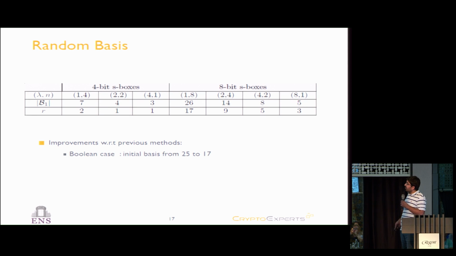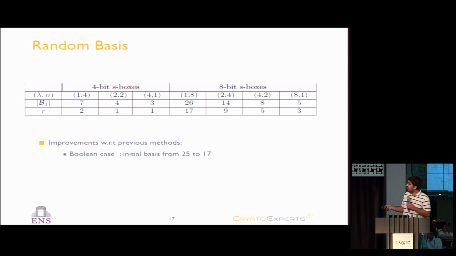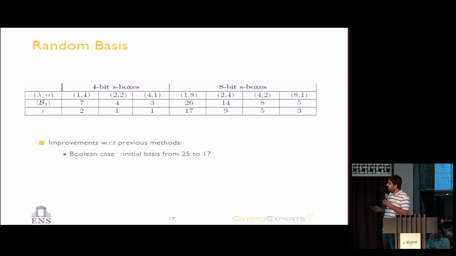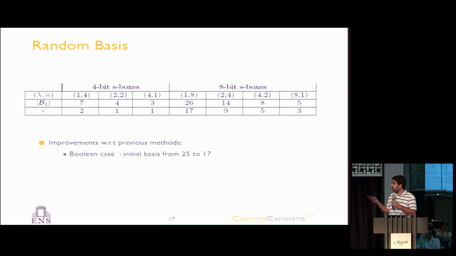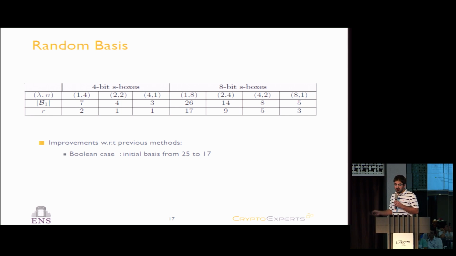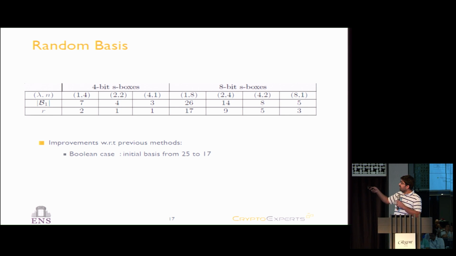And actually, using random bases is better than previous work where they used arbitrary bases with a specific structure. For example, for the Boolean case, we are able to reduce the number of multiplications needed to compute the bases from 25 to 7. Here are some results for 4-bit S-boxes and 8-bit S-boxes, but in the paper you can find them for all S-box sizes.